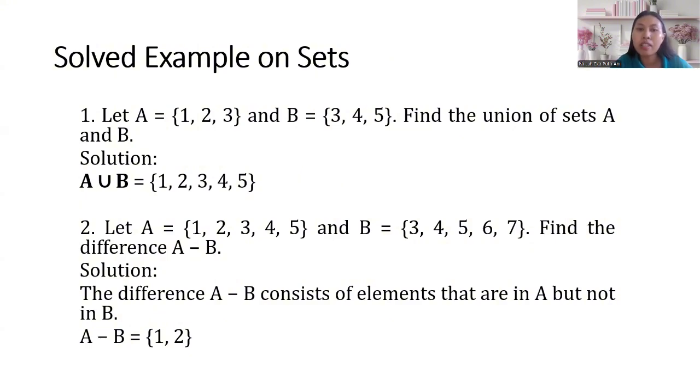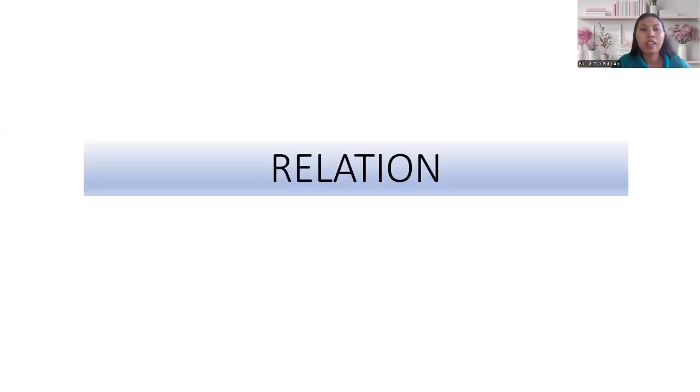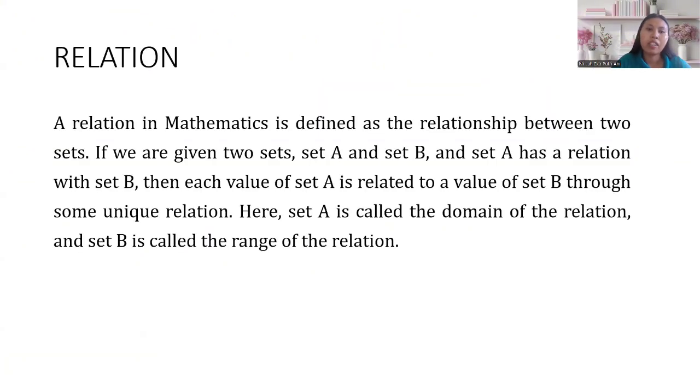And we got A minus B is the set of 1 and 2. Okay, the next topic is relation. A relation in mathematics is defined as the relationship between two sets. If we are given two sets, set A and set B, and set A has a relation with set B, then each value of set A is related to a value of set B through some unique relation.